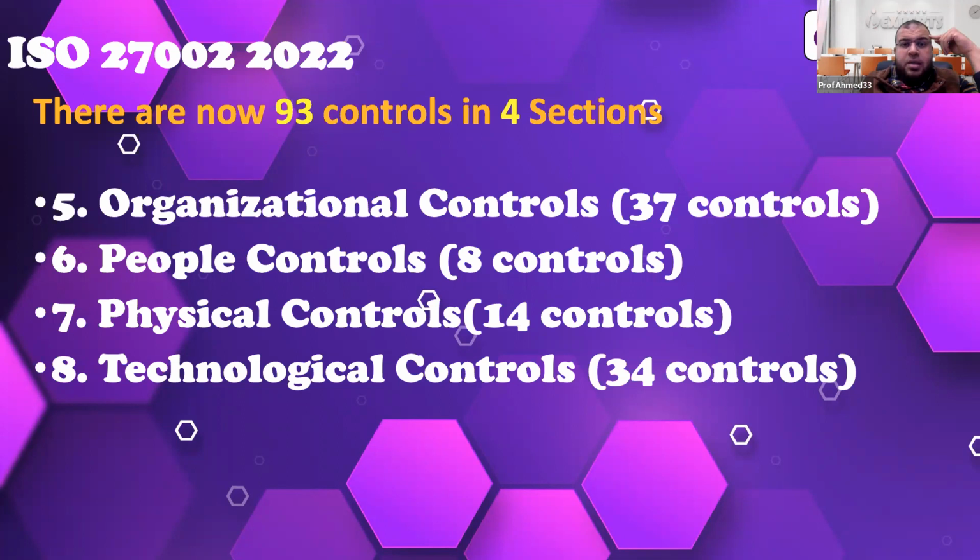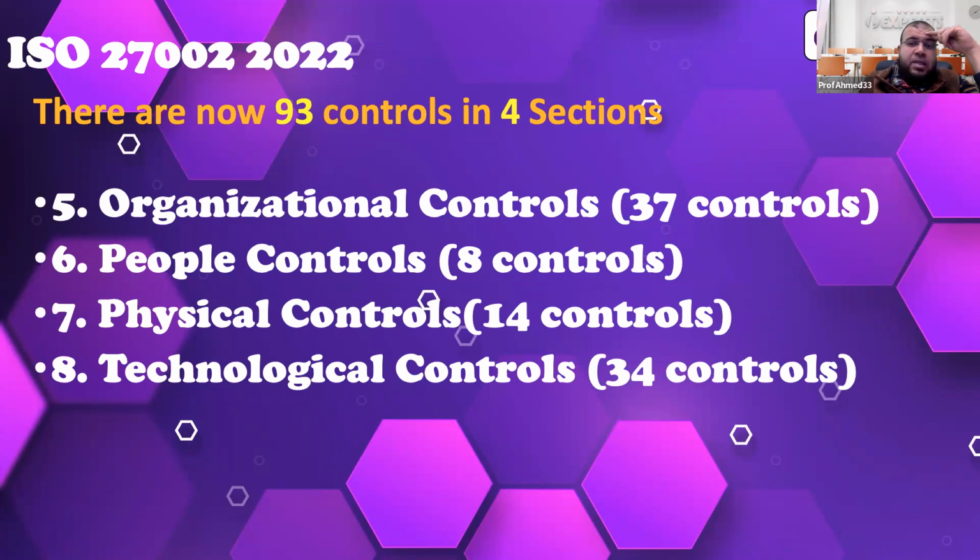Zia Al-Haq asked, is there any existence of the cybersecurity framework and which part is covered? Cybersecurity frameworks here, Zia, I can say are covered more in the organizational controls, and of course in the technical controls. So it can be covered in around 71 controls in section number 5 and section number 8.